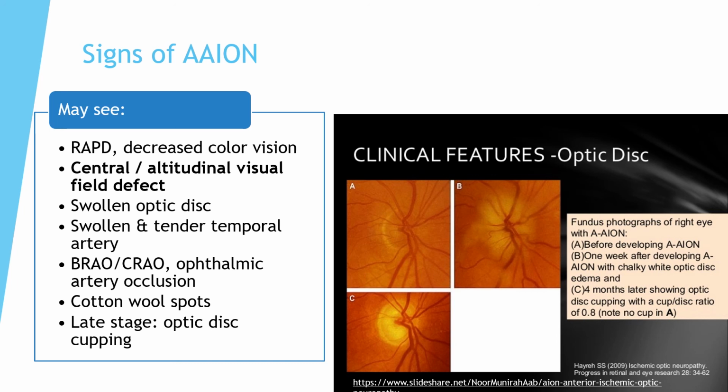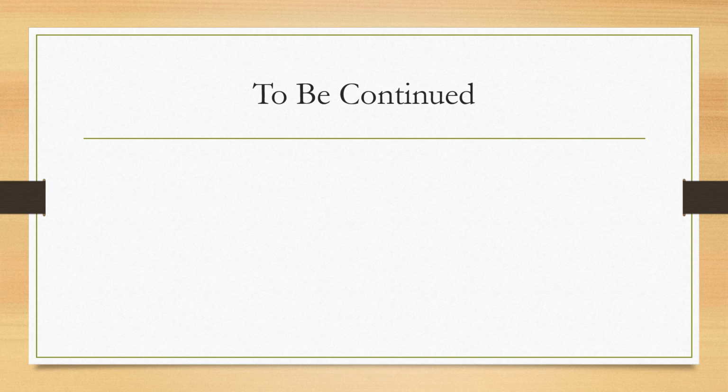In this eyepiece, we have learned the links and the epidemiology, symptoms, and signs of arteritic anterior ischemic optic neuropathy. In the next eyepiece, we will learn the differential diagnoses, history and physical exam, investigations, treatment, and prognosis of AAION.